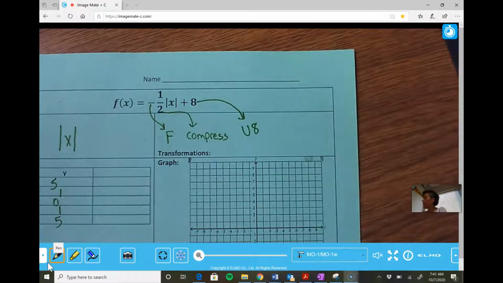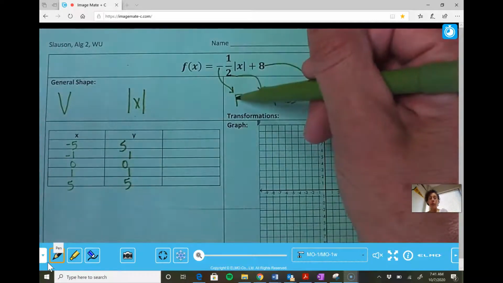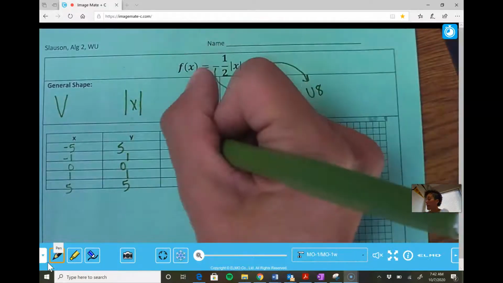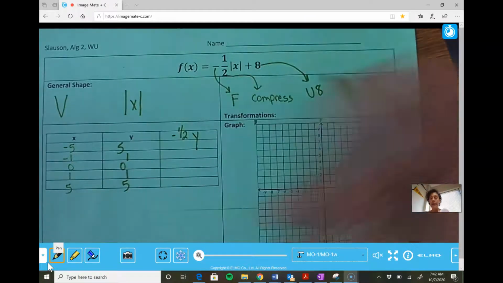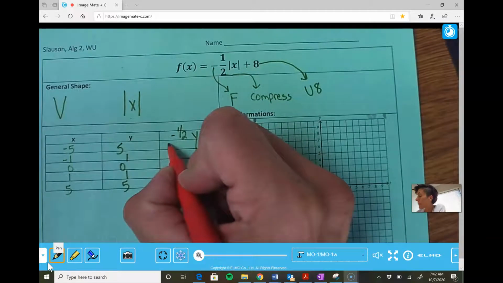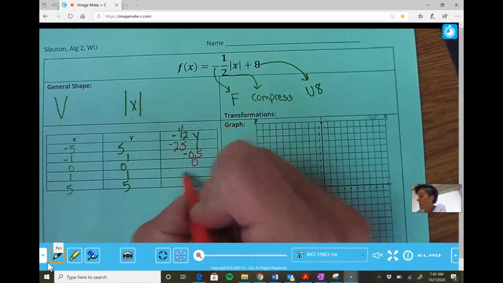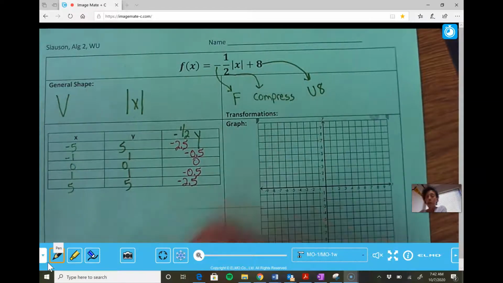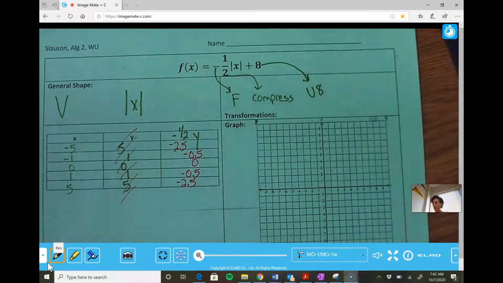All right? So the first thing we do is we take any flip, stretch, or compress, and we apply it to these old Y values. So I'm going to take all of these Y values, and I'm just going to multiply them all by -1/2. And so when I do that, I get -2.5, -0.5, 0 is still 0, -0.5, and -2.5. So I don't need these old Y values. I always cross them off because I have a new set of Y values.